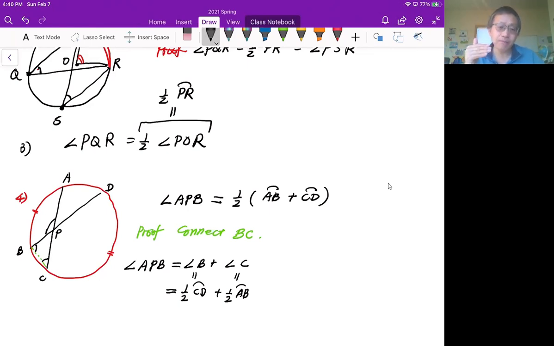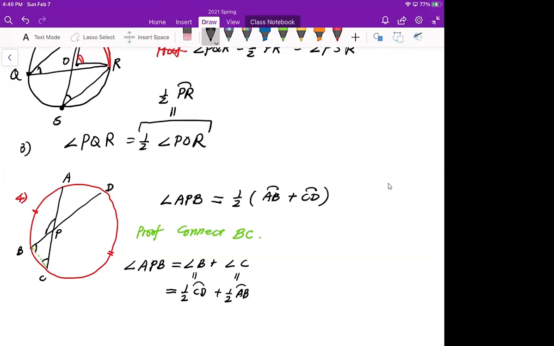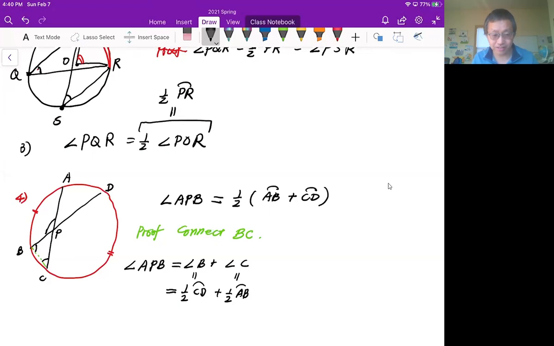So for any angle inside the circle, if it's an inscribed angle, I can use the arc, it's half of the arc. But if it's completely inside the circle, then I have two arcs. I can take the average of the measures of the two arcs, and that's my measure of the angle, right? Can you see that? Very good. So we are done for this, and we got that.